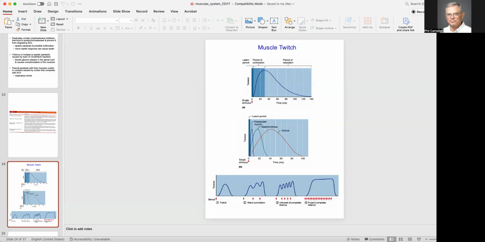Note this is referred to as an unfused tetanus. This is referred to as fused tetanus because we no longer see these little wavelets of contraction and relaxation because we're in a constant state of contraction. All right. So what we can see in this particular case is we maintain a contraction.